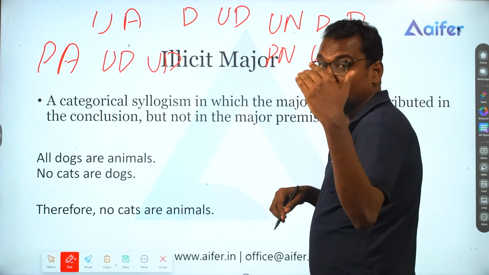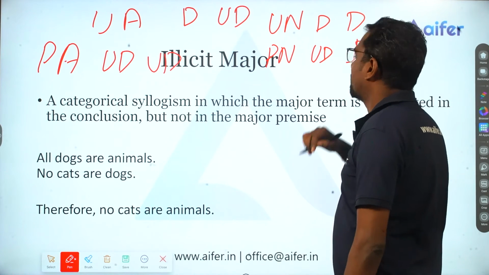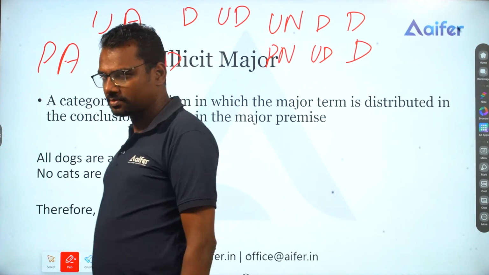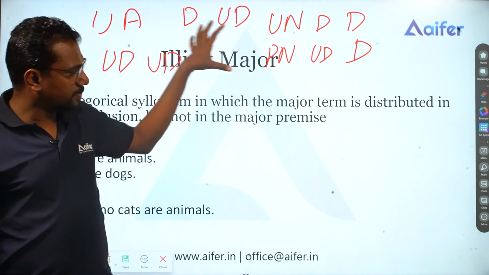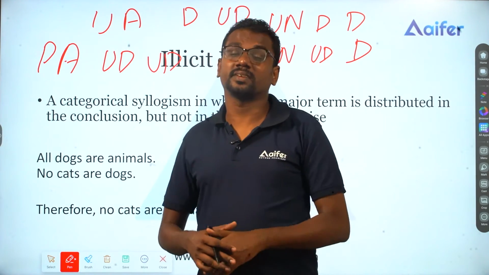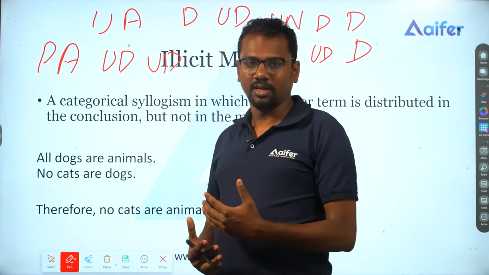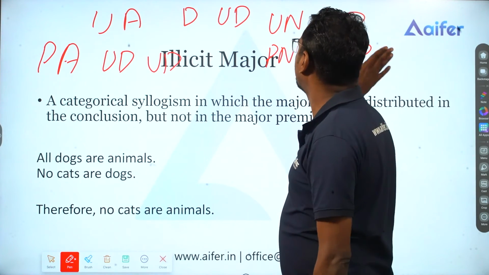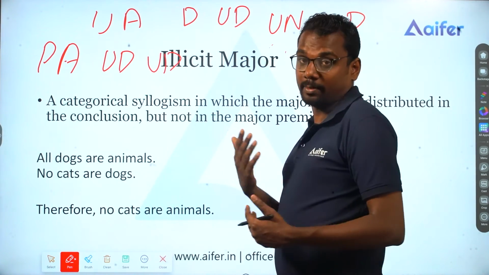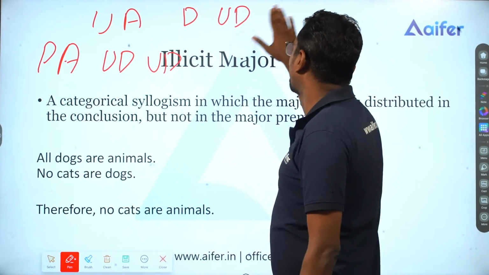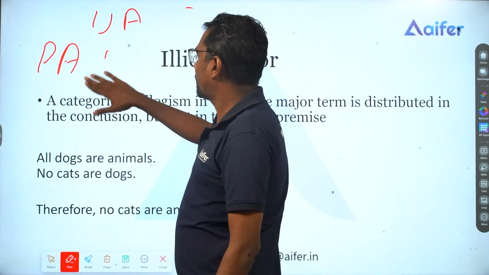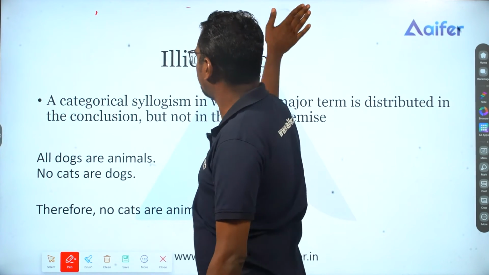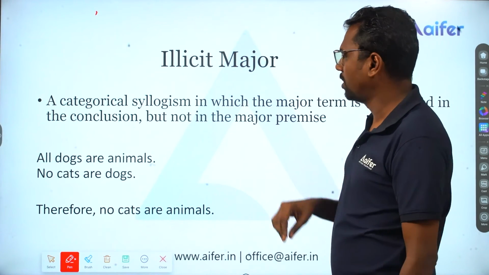Some cats are not animals and the predicate is distributed. This is a basic thing. I'm not explaining this a lot because we have already discussed it in detail with a lot of examples. If you haven't watched it, make sure you watch it, because if I discuss each one again, it will take the whole video. We have already discussed that in the beginning of the square of opposition.